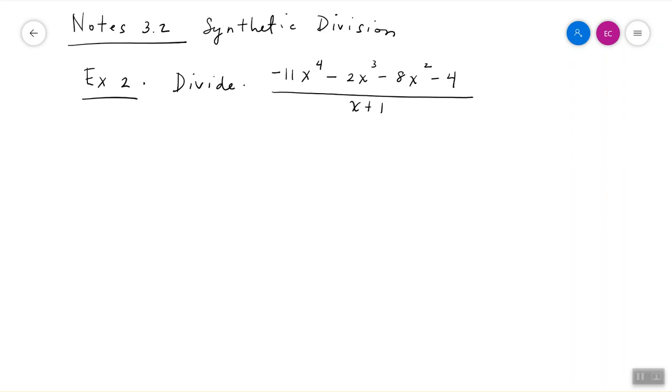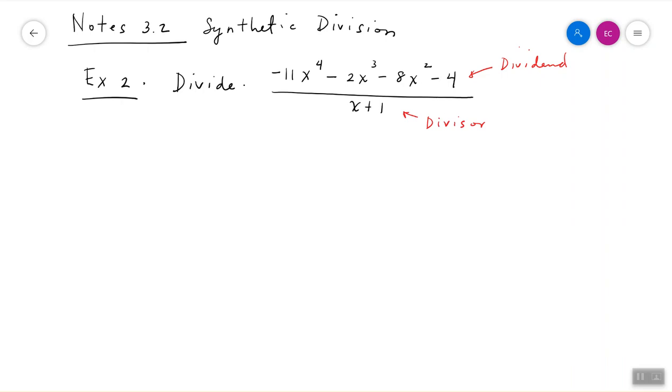Okay, let's practice some more synthetic division. Here's the problem with the polynomial in the numerator and also in the denominator. Remember the names for these polynomials? The numerator is called the dividend and the denominator is called the divisor.